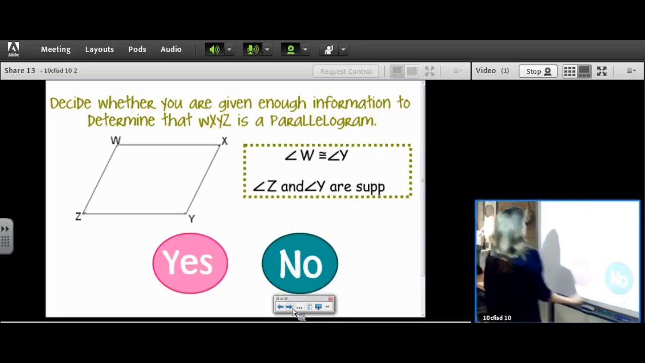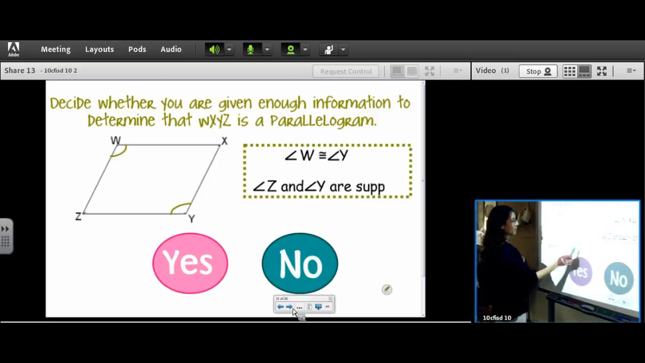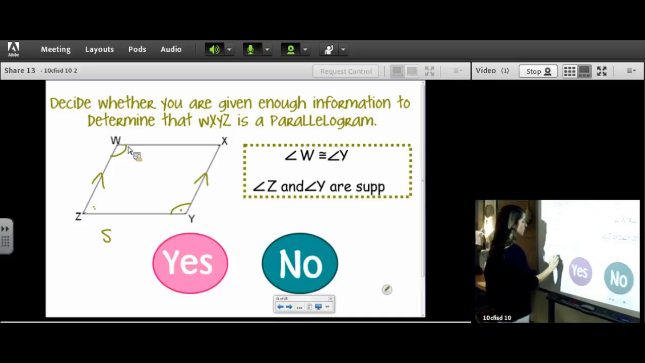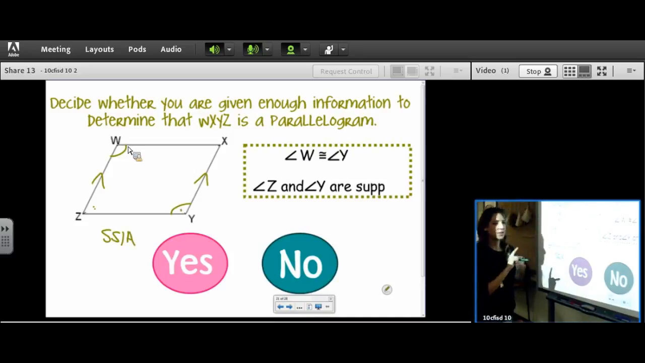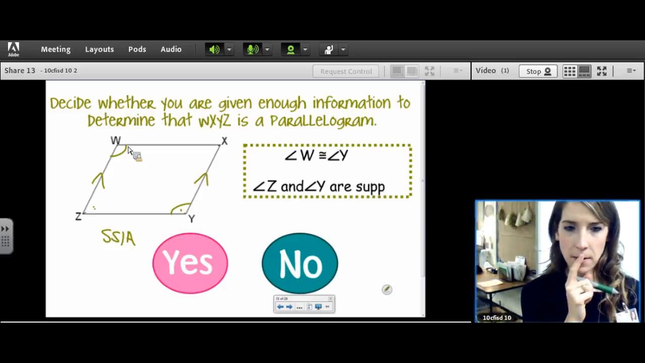Angle W is congruent to angle Y. And angle Z and Y are supplementary. I'm just going to do this if that's okay with you. I know that if these two are supplementary, same side interior angles are supplementary, and we can do parallel lines. So what do we think here?